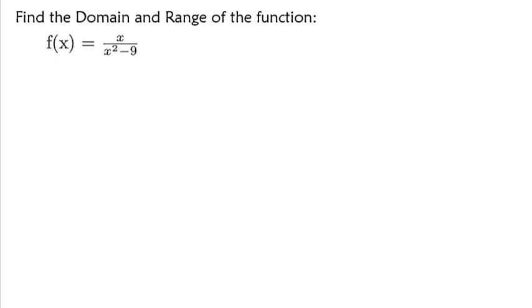Find the domain and range of the function f of x equals x over x squared minus 9. So to start with, for this particular fraction, for you to understand, range is the set of all possible output values of y. Now in this case, since we have a fraction as it is, this means that the range is everything, that is from negative infinity to positive infinity.